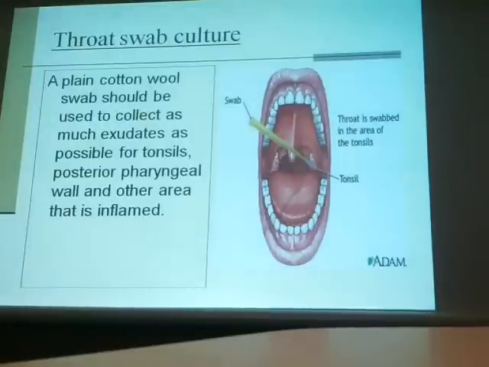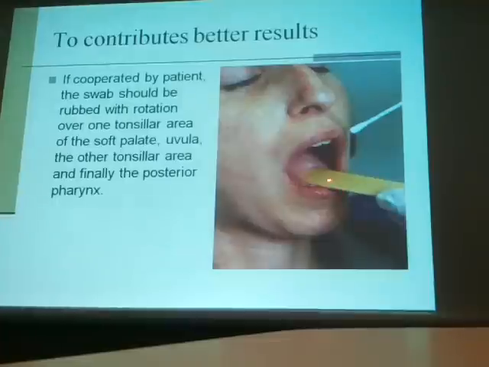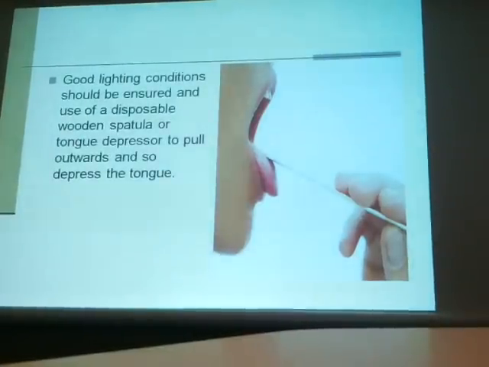We must rub and rotate the cotton swab on the tonsillar area and in the oral cavity to collect as much exudate as possible. Of course, we must use what we call a tongue depressor to depress the tongue, which allows us to collect as much exudate as we can. Good lighting is also very important, to use the tongue depressor and pull the tongue down.